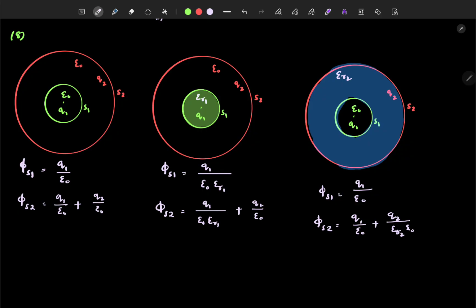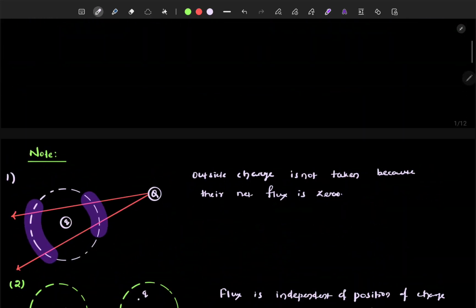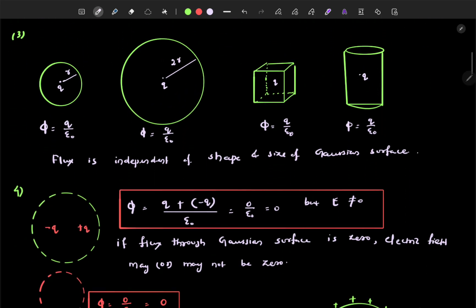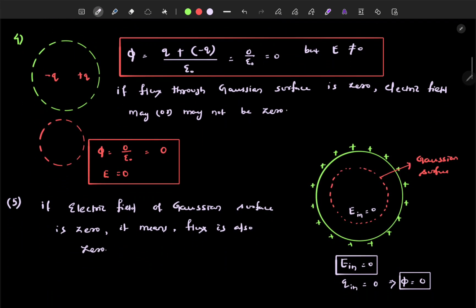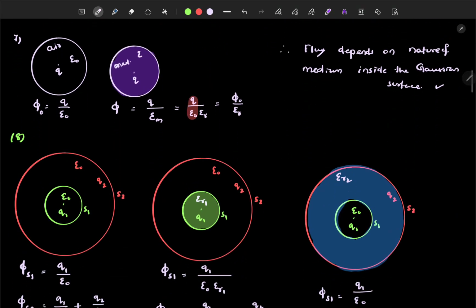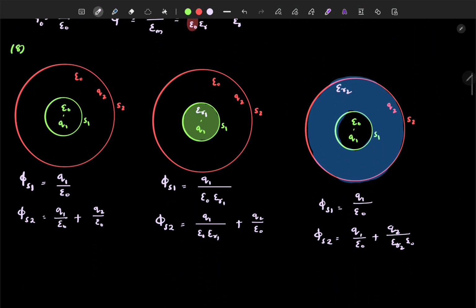I hope all these 8 points are clear to all of you. So these are the 8 golden points regarding your Gauss law. Point number 1, 2. Then this is your point number 3. Point number 4 and 5. Then point number 6 and 7. Last one is point number 8. Next, let's solve some numericals based upon this concept. So let's start the first numerical.